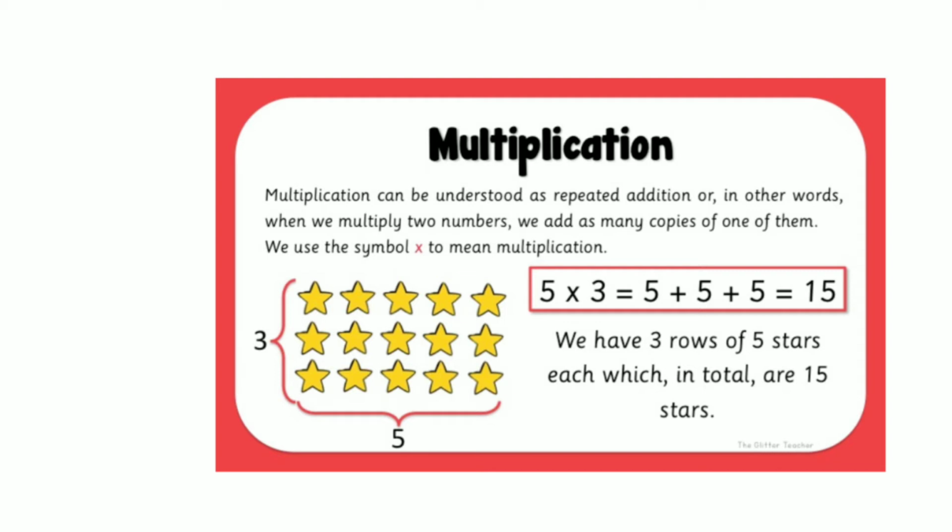5 multiply 3, or we can say 5 3s are 15. We can write them 5 plus 5 plus 5 plus 5 plus 5. We can write 3 times 5, which is equal to 15. We have 3 rows of 5 stars, means in each row there are 5 stars, and which is equal to 15. The total stars are 15.